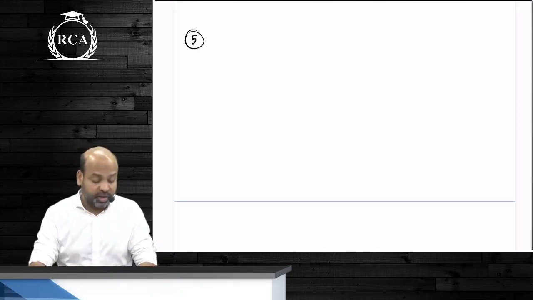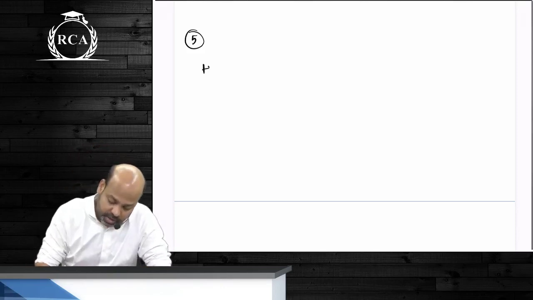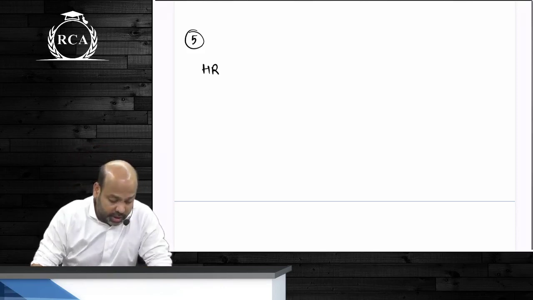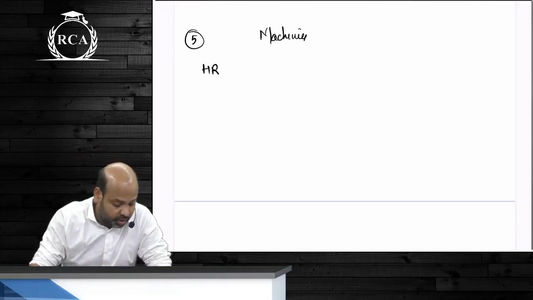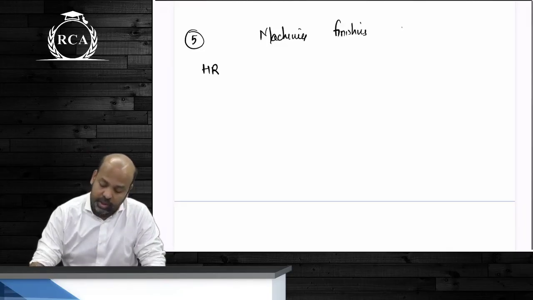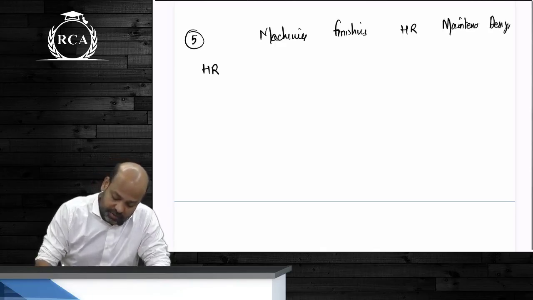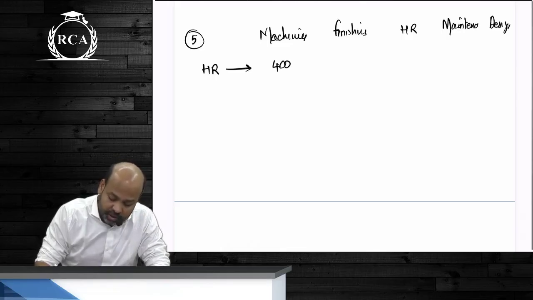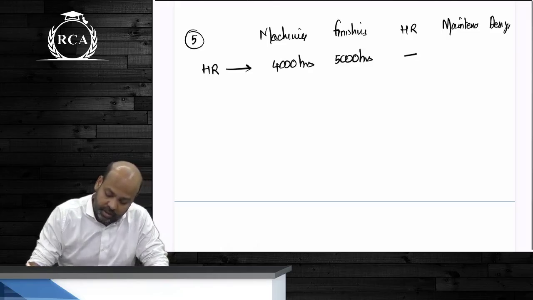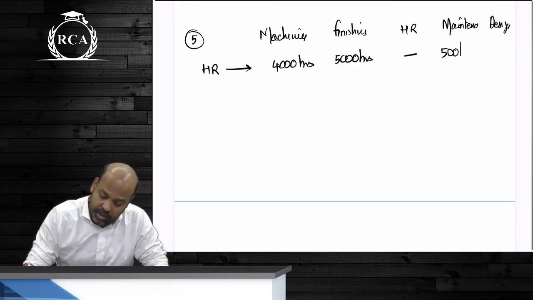Now, if you look at the first service department, guys, that is HR. HR is rendering service to, as I am writing the information, machining and finishing. These are the two production departments. And then beta we have HR, maintenance and design. HR is rendering service of 4,000 hours to machining, 5,000 hours to finishing, nothing to HR obviously, 500 hours to maintenance and 500 hours to design.